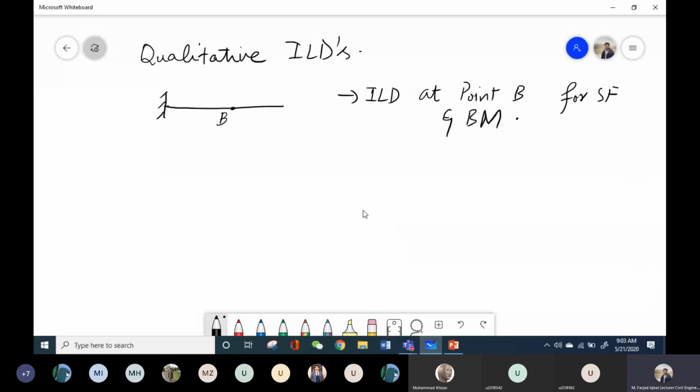So, can anyone tell me how the shape of the ILD for shear force will look for this beam? Naveed. Just give me a minute, I'm figuring it out. Okay, do it quickly. Hasnan, can you hear me? Yes, sir. So how will the shape look?